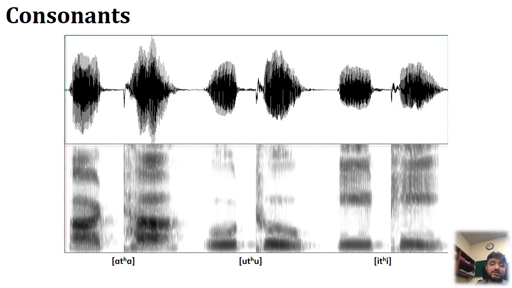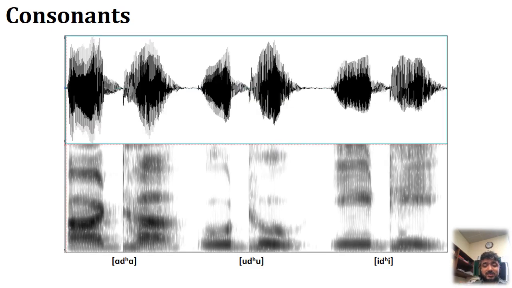You see Atta, Uttu, Atta, Uttu, Iti, and again you see the clear indicators of the ha-like aspiration. You also see very clearly now, as in the case of all of the aspirated stops, that the burst is very clearly visible in the time domain as well. You see adha, udhu, idhi, and again we know all of the signatures here.